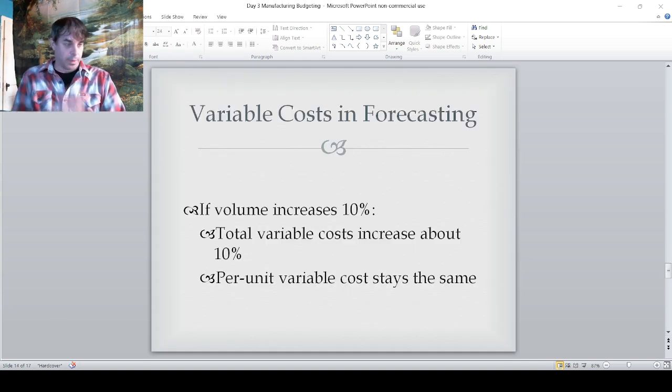So, for example, original production, 1,000 units, variable cost at $5 per unit, and fixed cost at 2,000. If production increases 10% to 1,100 units, the variable cost equals 1,100 times $5, which is 5,500. The fixed cost stays the same, which is 2,000. So the total is 7,500.